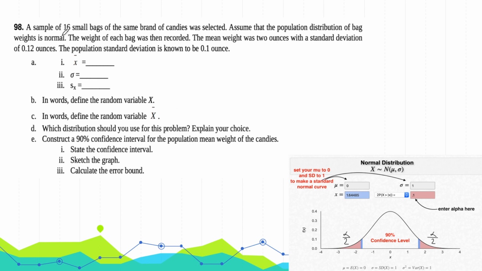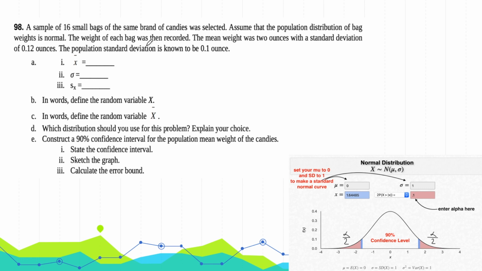Okay, here's an important clue about solving this problem. We know the population standard deviation. So that's going to indicate to us that we should use a normal distribution. Let's go back to the problem again. It told us the mean weight was 2 ounces of this sample of 16 bags of candies, right? And it gave us a standard deviation of that sample of 0.12 ounces, but that's a really small sample. We want to feel confident going forward, so we're going to use the known population standard deviation and use our normal distribution to solve this problem.